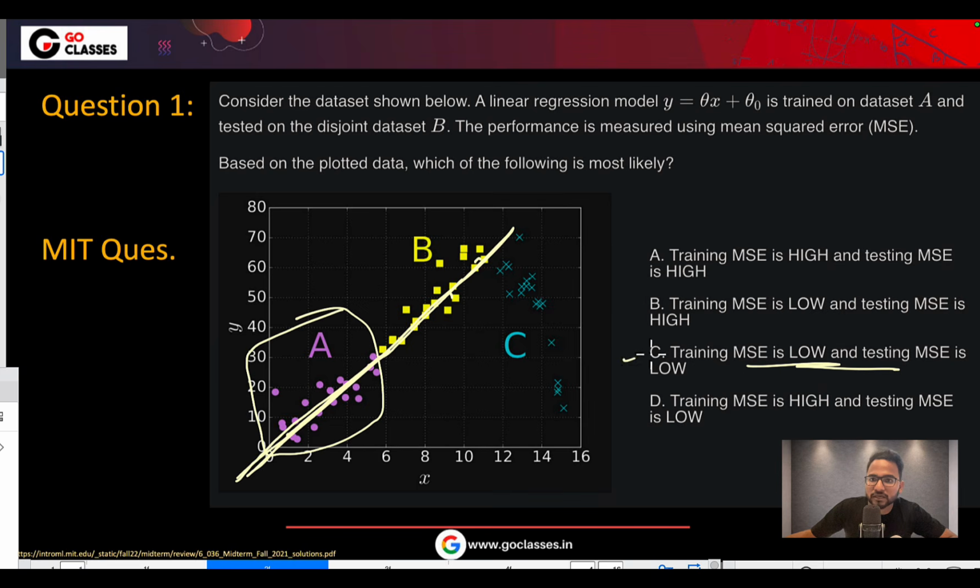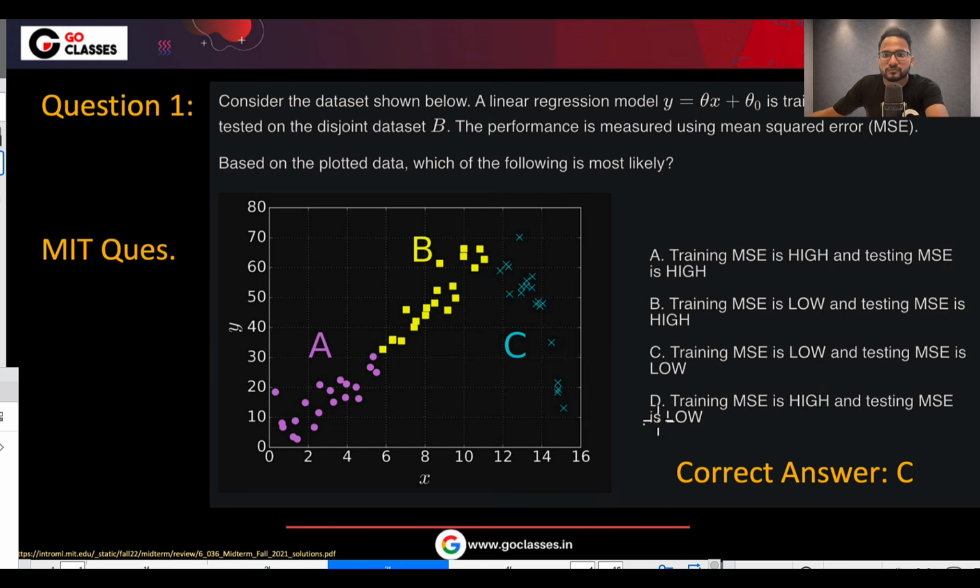So what is the answer? I think C is the correct answer here. Okay, C is the correct answer.